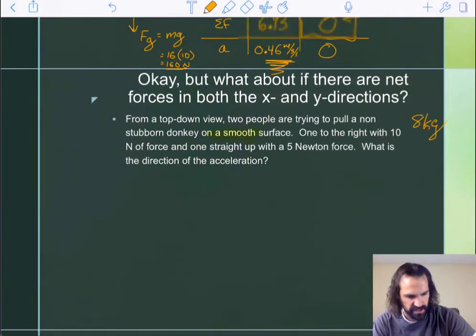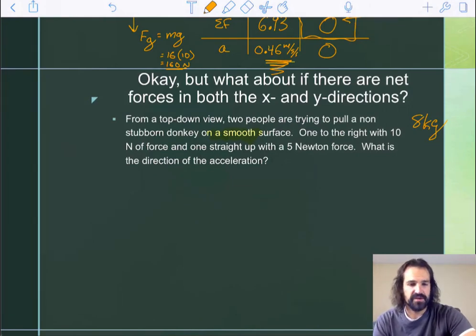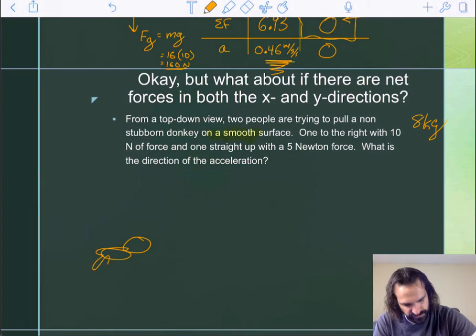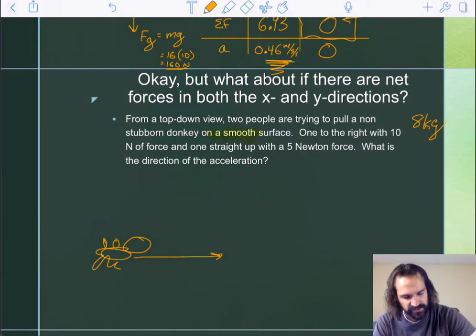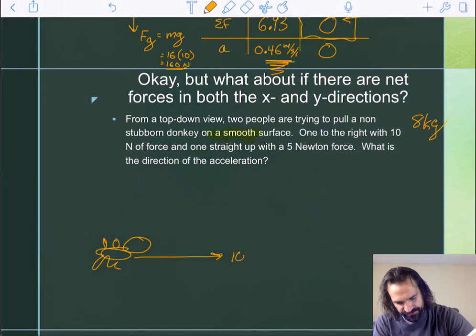So let's draw this out first. We're going to have our donkey here, and one person pulls it to the right, and this is a top-down view, so let's make sure it's a top-down view. One's pulling it to the right with 10 newtons of force, and one's pulling it up with 5 newtons of force.